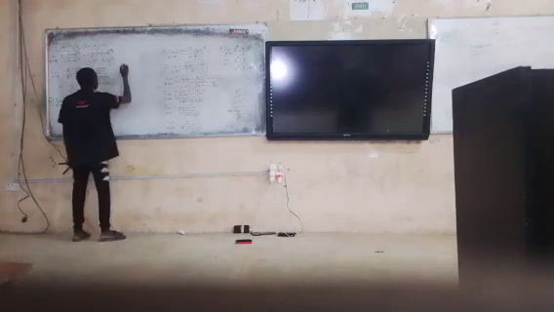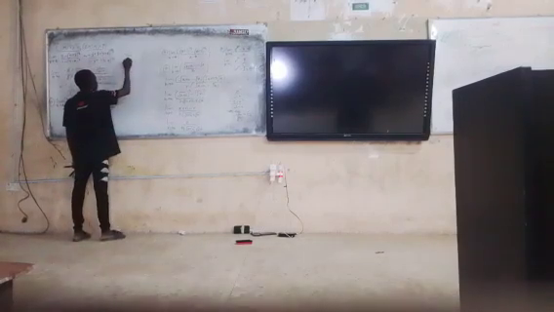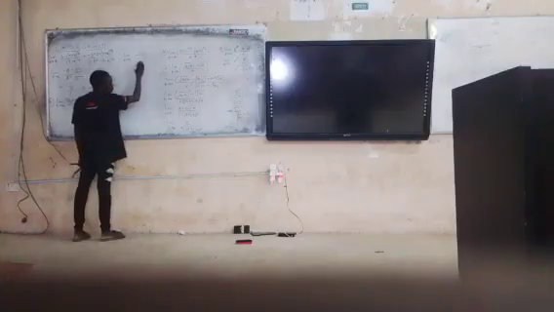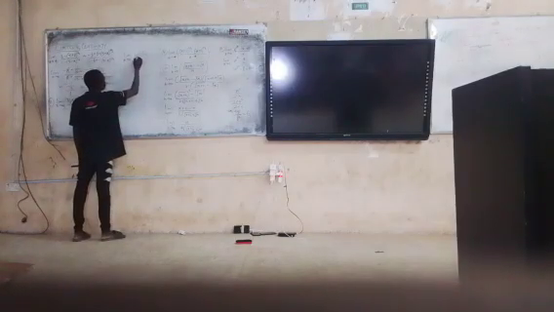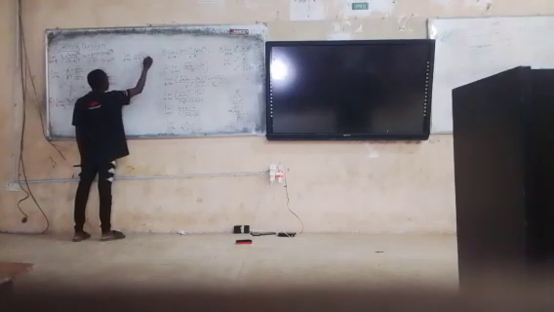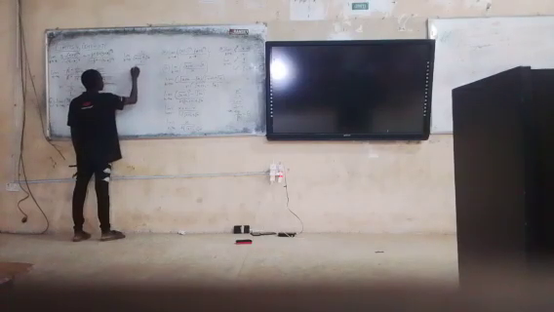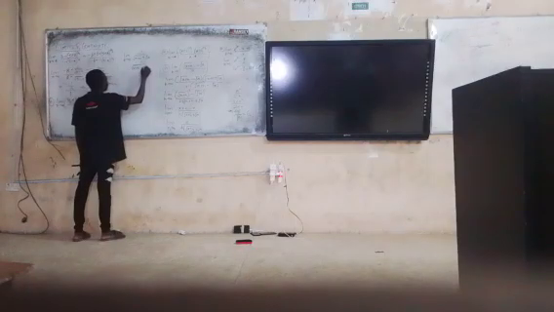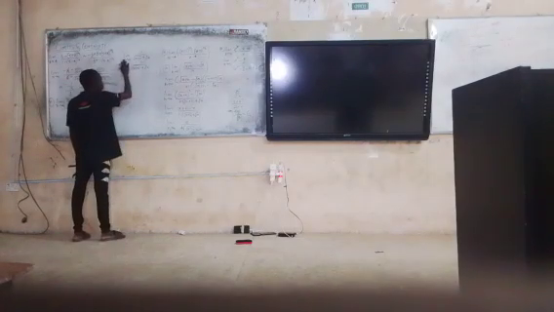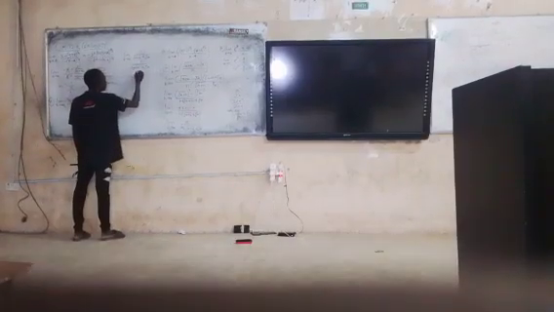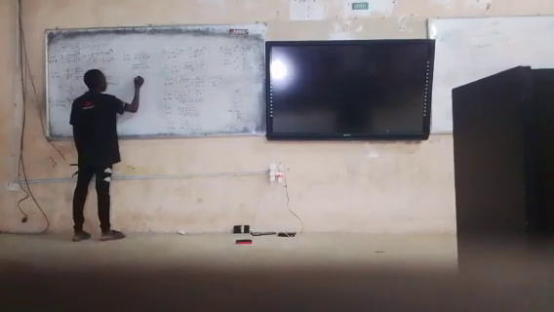Now put your 0 here. 1 over square root of x plus 0, plus square root of x. By the time you have 1 over square root of x plus square root of x, that is 1 over 2 square root of x. That's the answer.